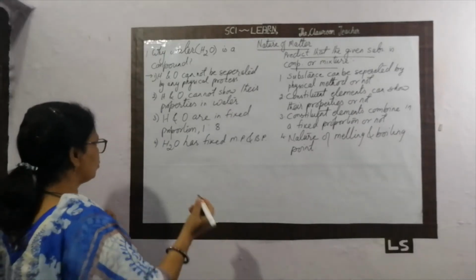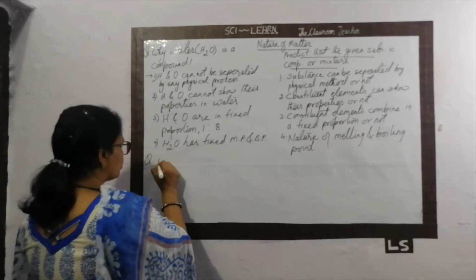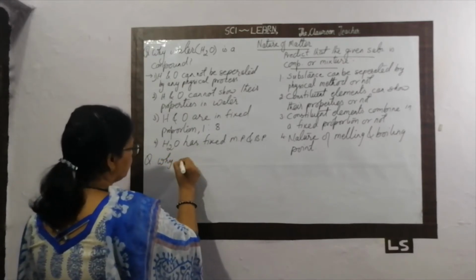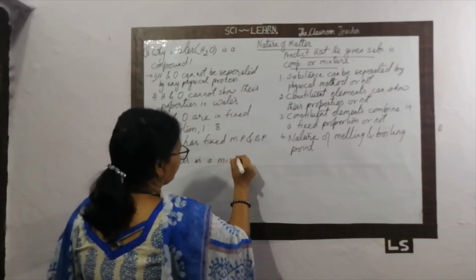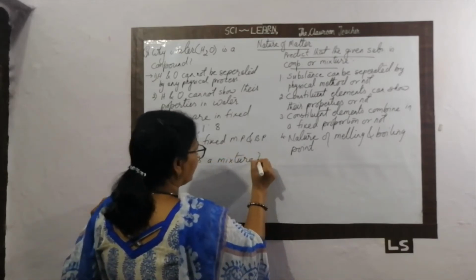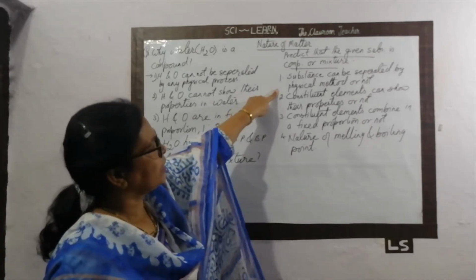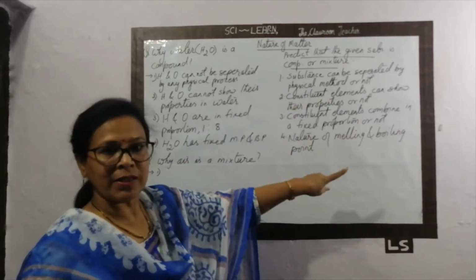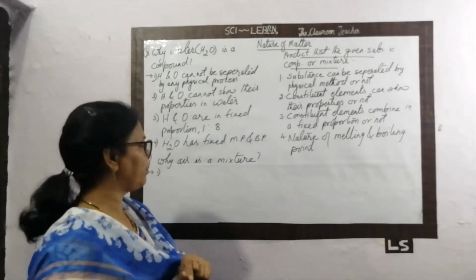Similarly, one more question is there. One more question: why is air a mixture? Now, you have to compare it with the mixture properties. Okay. See, the first property: substances can be separated by a physical method. Yes, all the constituent elements present in a mixture can be separated.